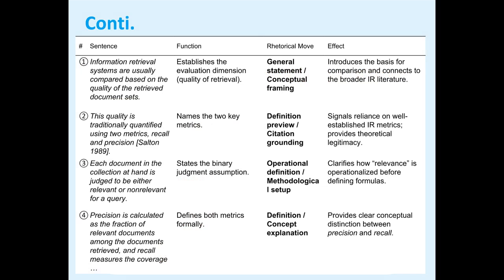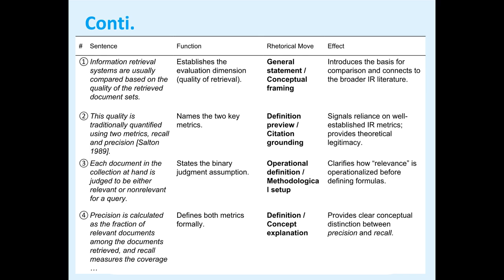Let's start with the first 4 sentences that establish the foundation. Sentence 1 establishes the evaluation dimension, which is the quality of retrieval. The rhetorical move here is general statement and conceptual framing, which introduces the basis for comparison. Sentence 2 names the 2 key metrics, which are recall and precision. This is the definition preview and citation grounding, which signals reliance on well-established IR metrics.